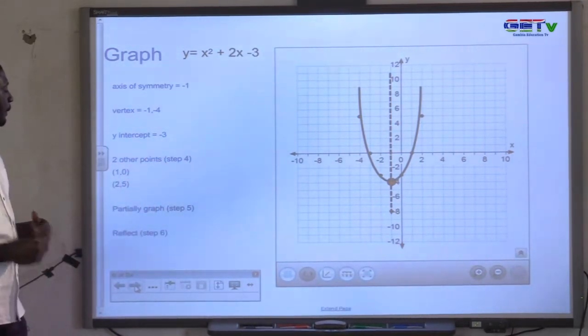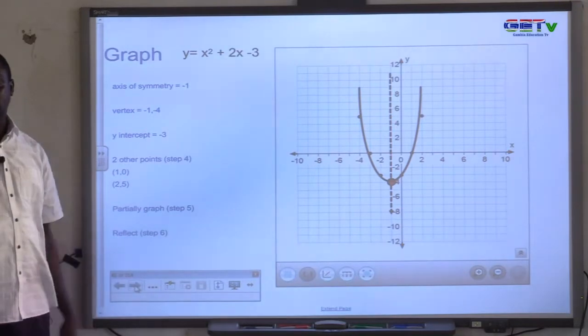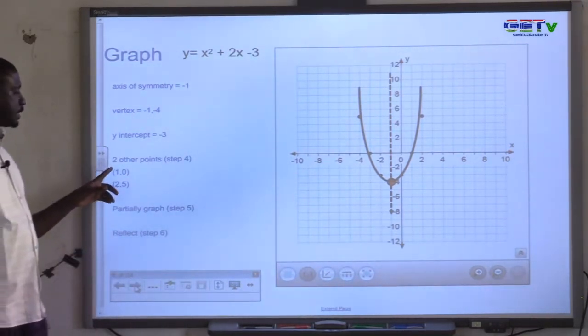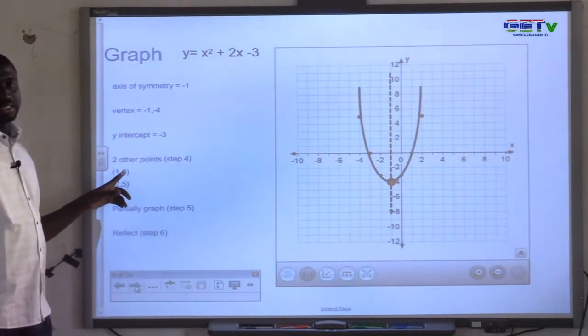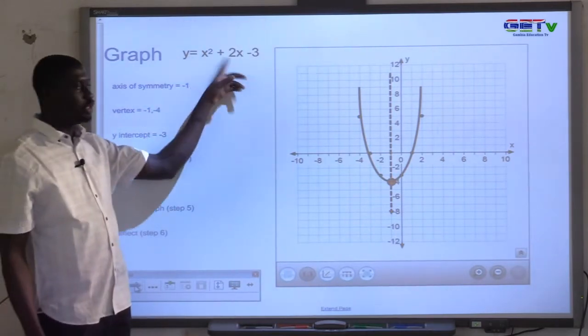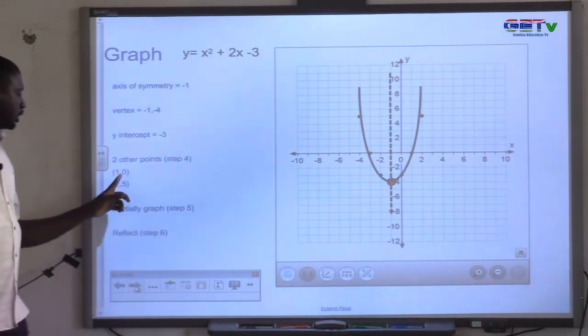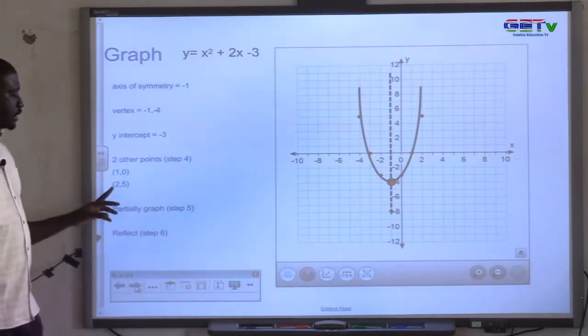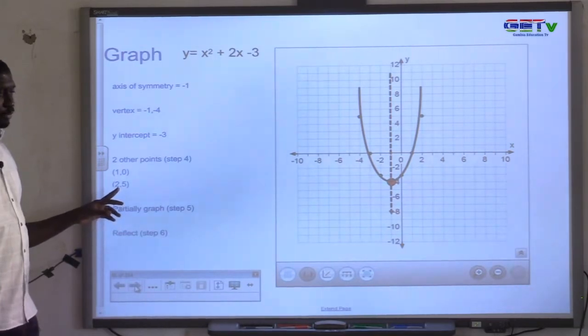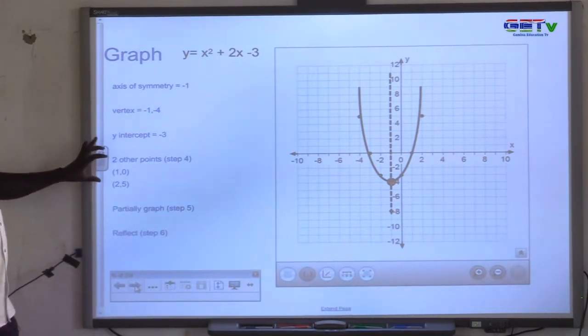Step 4, we find the extra 2 points. That is when x is 1, y is 0. When x is 1, you substitute 1 in, and the y value that you get will be 0. When x is 2, y will be 5. If you can get that, that is the fourth step.